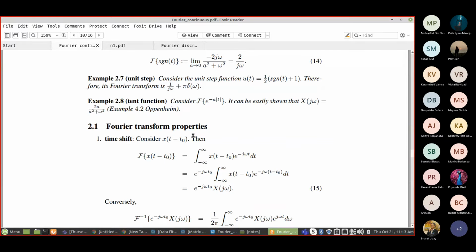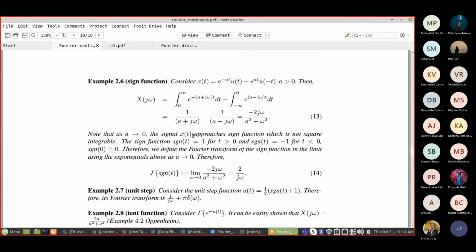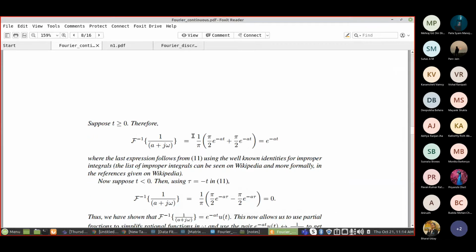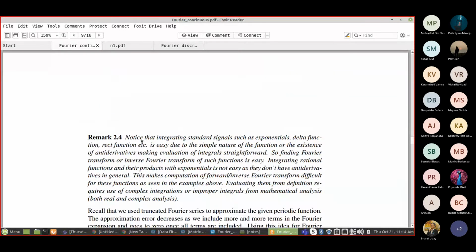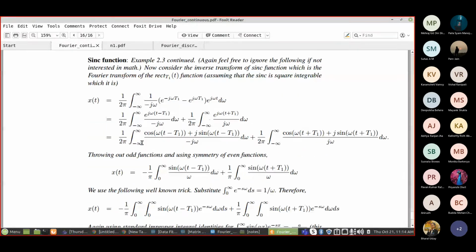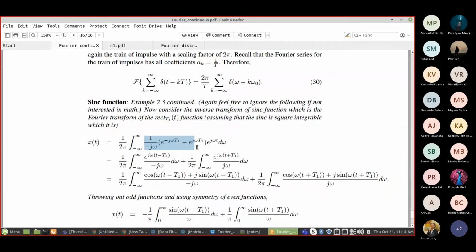Okay, so let's now move to the inverse Fourier transform of the sinc function. Let us start with this formulation of the sinc function. I'm going to put this as the expression for X(jω), and we are going to apply the definition of the inverse Fourier transform. So this is our X(jω), the sinc function, and we are taking the inverse Fourier transform of that.